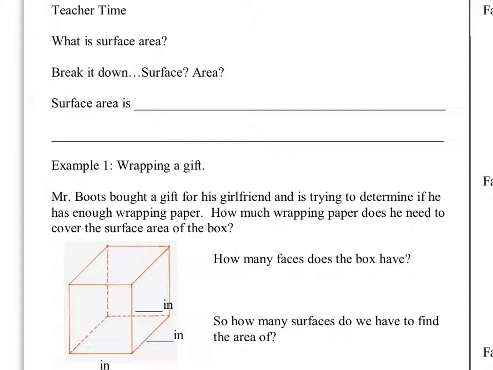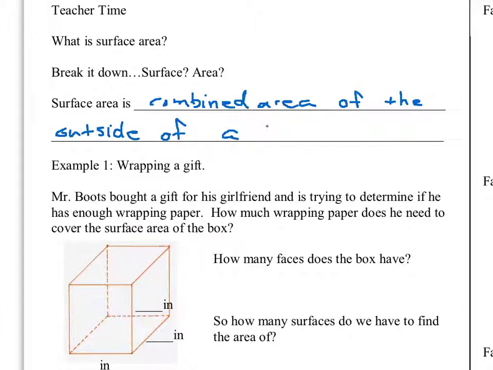So the surface area is the combined area of the outside of a 3D object. So when we talk about surface area, we talk a lot about surface area in a lot of different ways.